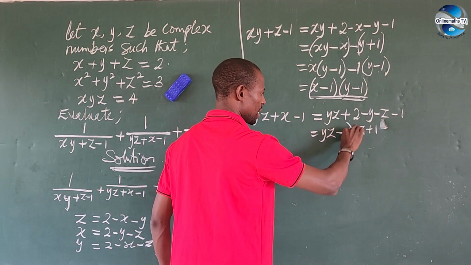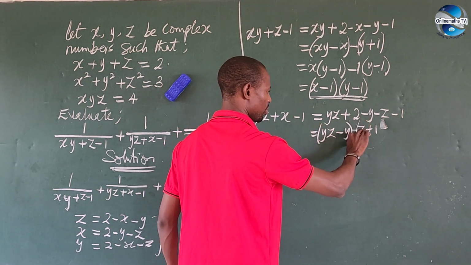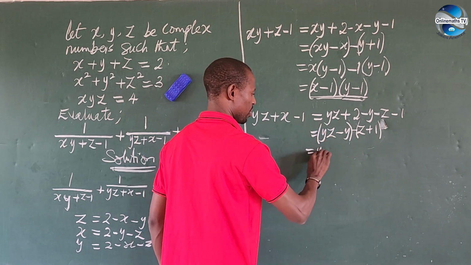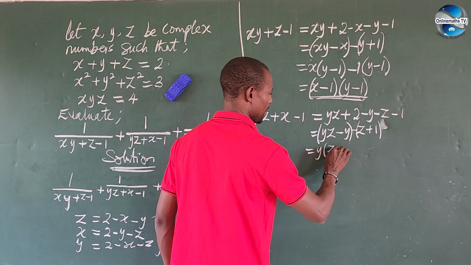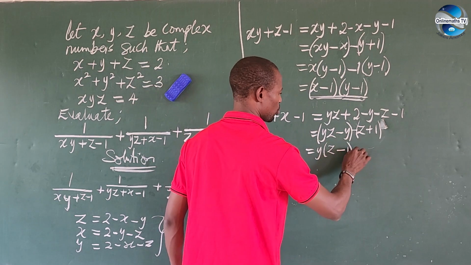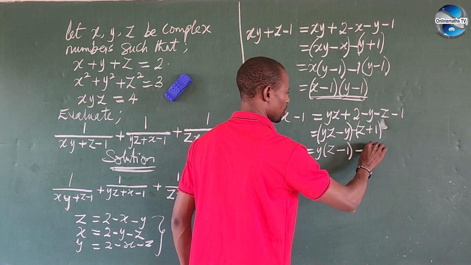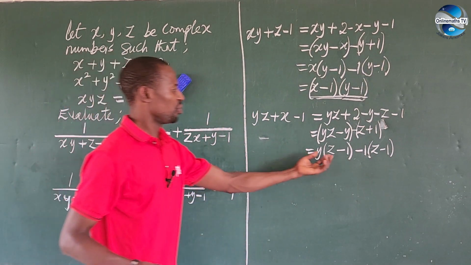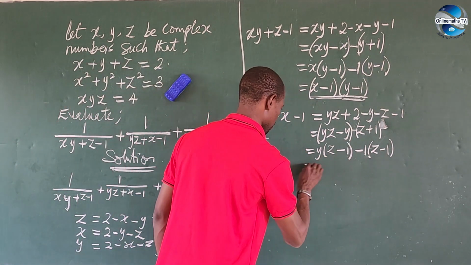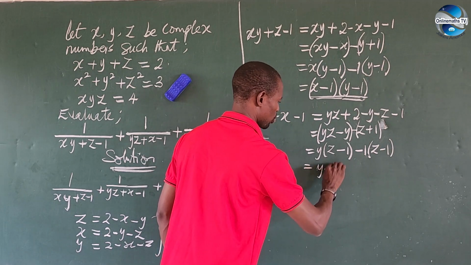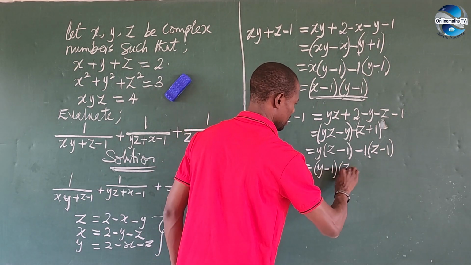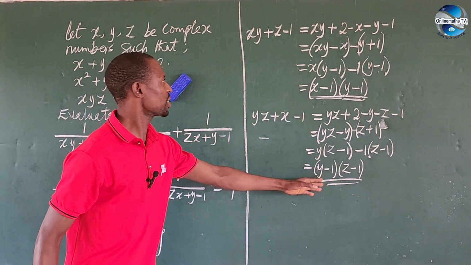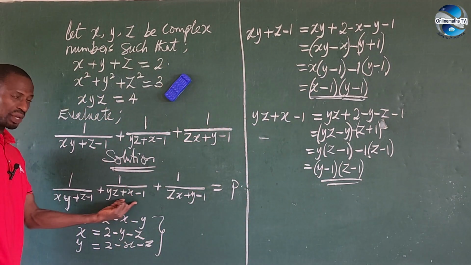Again, we cannot put this and this in bracket. So if we do this, y is common here, we now have y, we now have z minus 1, then bring out 1 here, minus 1 into z minus 1. Easy. So we take 1 again and this outside. So we now have here y minus 1 close bracket into z minus 1. Again, we've gotten another expression for the denominator here now.